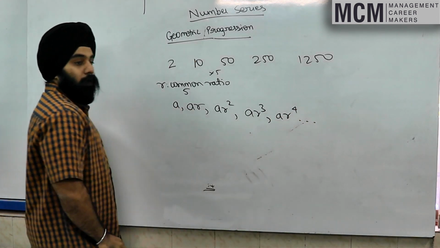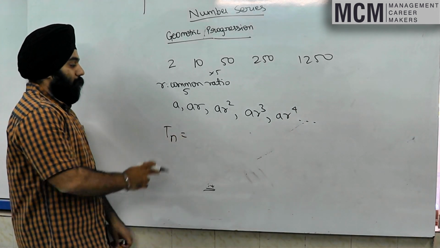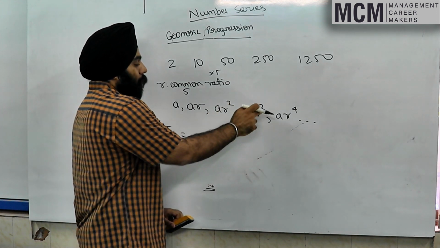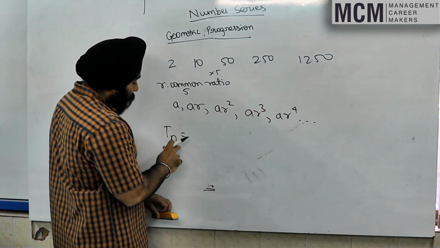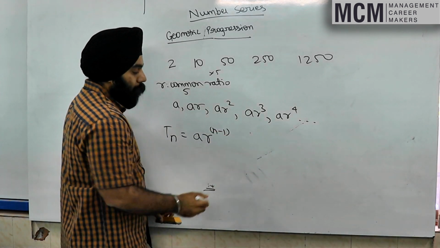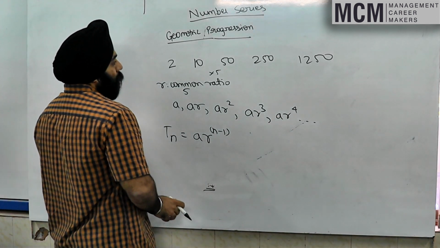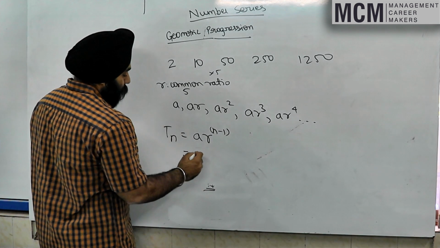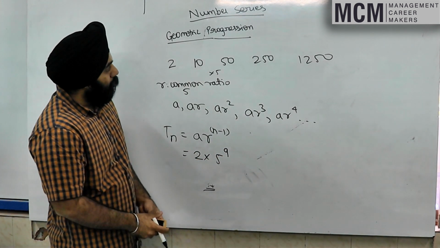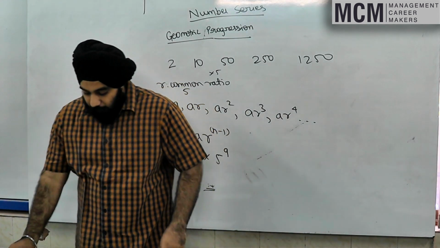And so on. So if you want to find the nth term of the series, you can see over here also, the second term is AR, the third term is AR square, the fourth term is AR cube. So the nth term of the series is A into R raised to n minus 1. Say if I want to find the 10th term of the series, it will be 2 into 5 raised to 9. Okay, I hope you have a brief understanding of what geometric progression is.